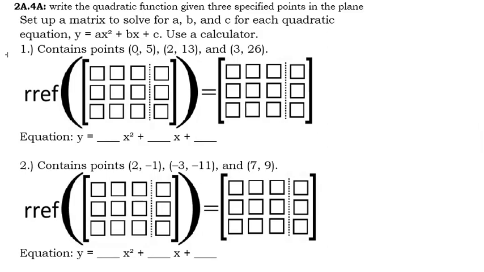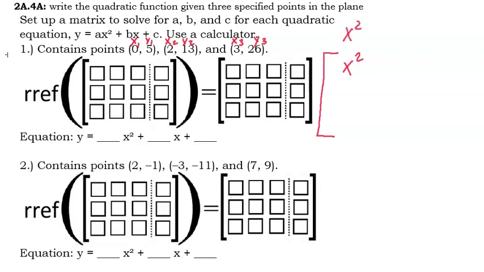Let's look at number 1. It contains points (0, 5), (2, 13), and (3, 26). So the first thing we want to do for these is label each of these. We have x1, y1, x2, y2, and then x3, y3. So what you want to do to set up your matrix is follow this formula.